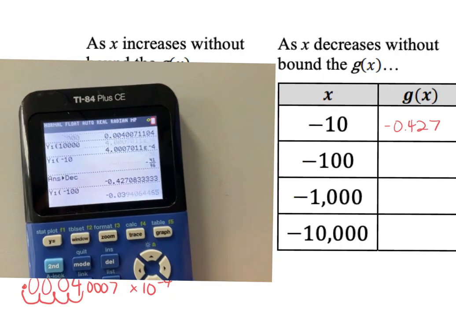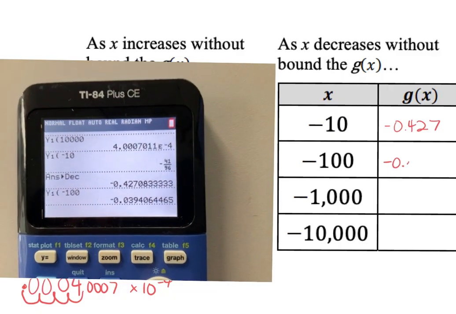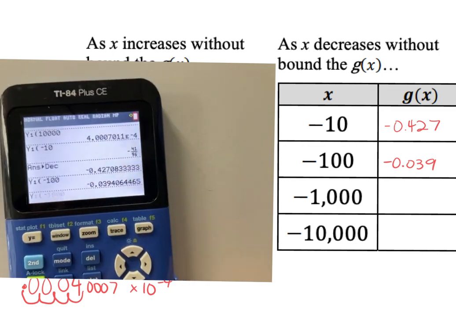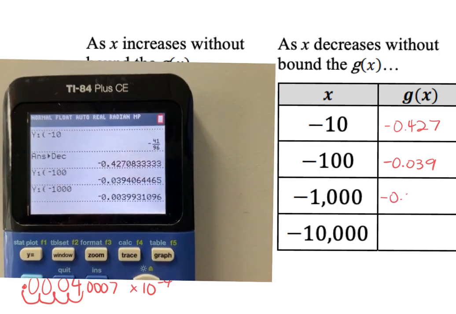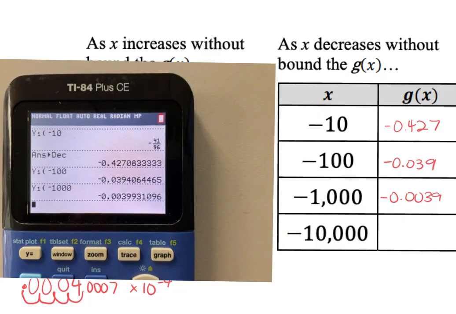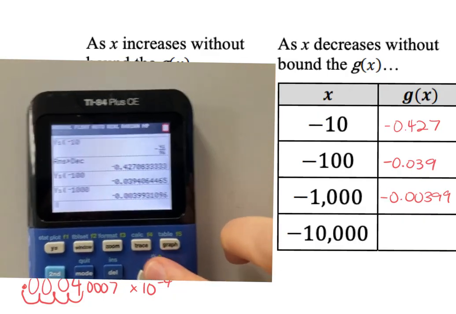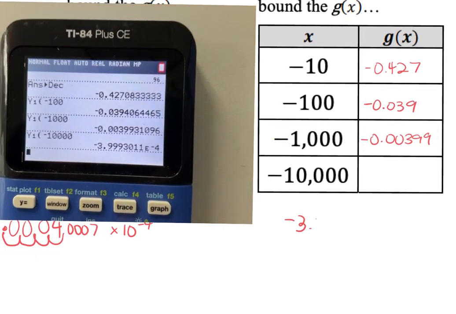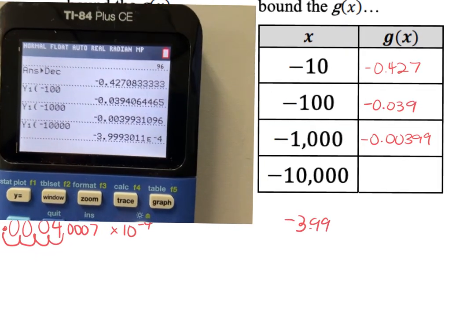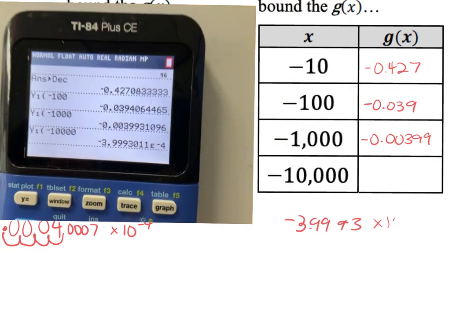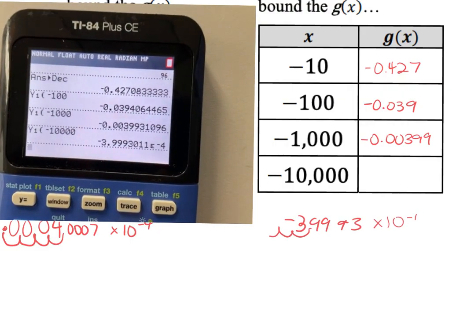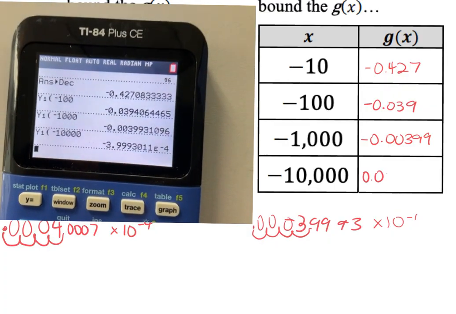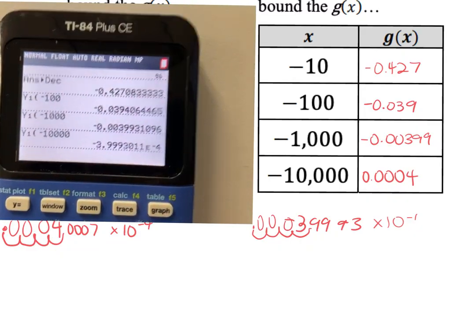I'm going to go back up. Add a 0. Negative 0.039. Back up. Add a 0. Negative 0.00399. And go back up. Add another 0. And I get negative 3.9993. There's no 9. Times 10 to the negative fourth. So 1, 2, 3, 4. 1, 2, 3. So it's 0.0004 if I round it.